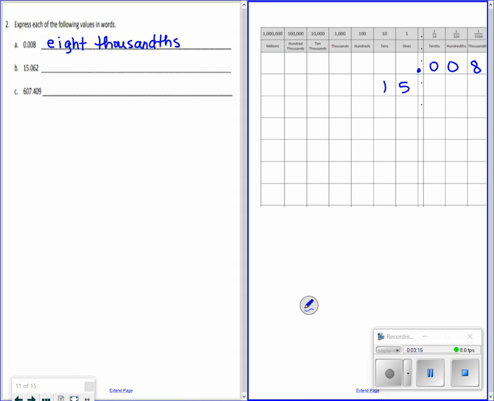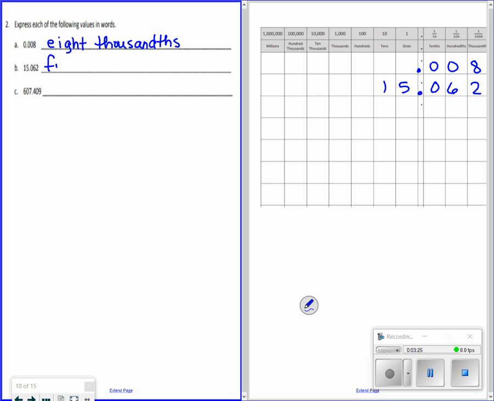I have that. The decimal, 0, a 6, and a 2. How do I say that one? 15 and 62 thousandths. Exactly. 15 and 62 thousandths.